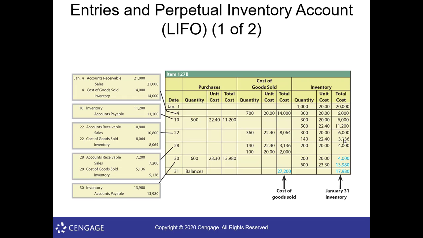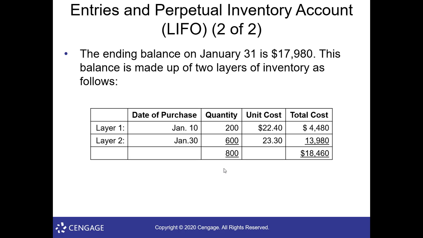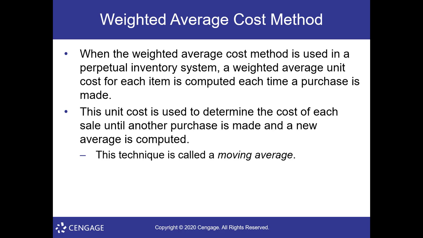So now all of that inventory is gone, and then we sell an additional, because we sold in total 240 units on the 28th, we sell 100 of the 300 that we had left over, leaving us with 200. Add in that last purchase, now ending inventory is $17,980, and cost of goods sold is $27,200. Here's ending inventory under LIFO.